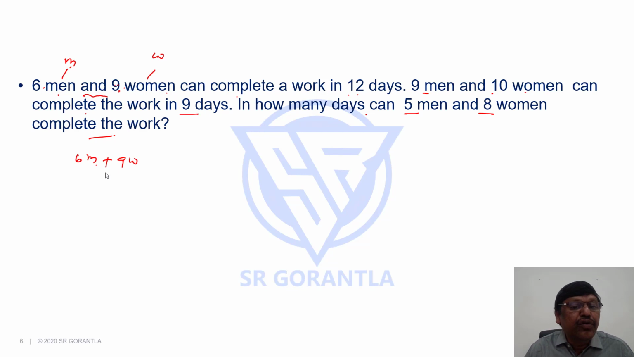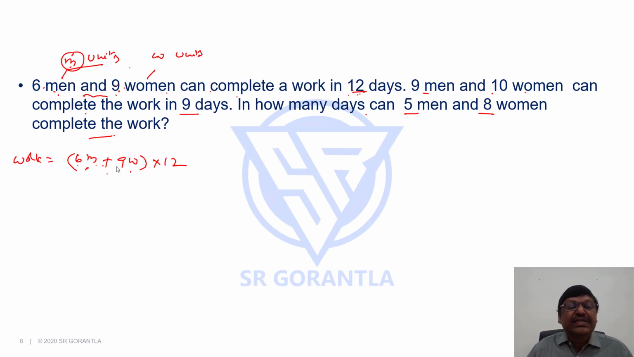That is what they can do in 1 day, but they complete the work in 12 days, which means the total work can be equated to the 1 day's work of 6 men plus 9 women times 12. I said 1 man's 1 day's work is M units and 1 woman's 1 day's work is W units, so the 1 day's work of 6 men and 9 women is 6M plus 9W. Like that they do for 12 days, so total work will be equal to (6M plus 9W) into 12.